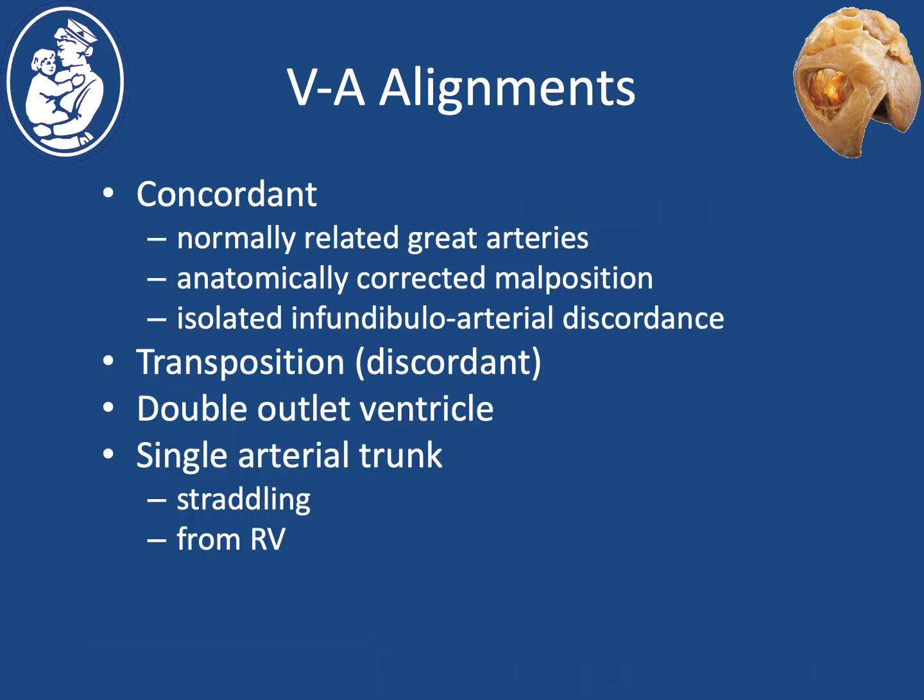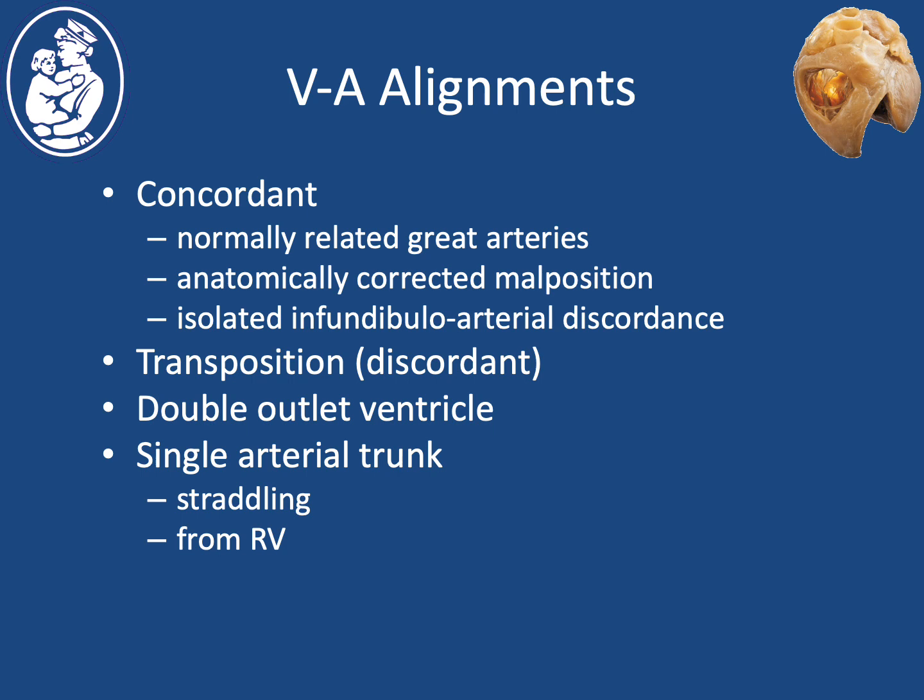Ventriculo-arterial alignment indicates the relationship between the ventricles and the great arteries, or which great artery receives blood directly from which ventricle. Just as with atrioventricular alignments, there are a number of possibilities. Concordant ventriculo-arterial alignments indicate that the aorta receives blood from the left ventricle and the pulmonary artery from the right ventricle. As we will see, there are a number of possible arrangements in which this occurs.